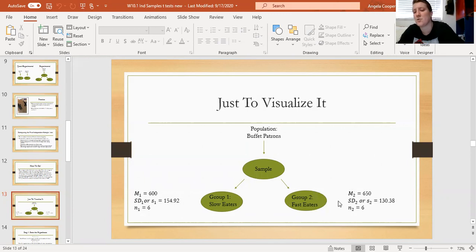Just make sure that when you make that decision of group 1 and group 2, you keep their information together. So, we see here that the mean of the slow eaters is 600 and their standard deviation is 154.92. You wouldn't want to mix up the information and say, oh, the mean for the fast eaters is 600 and the standard deviation is 130.38. If you have the fast eaters as group 2, make sure all of group 2's information is listed as the 2. It's just kind of keeping your ducks in a line.